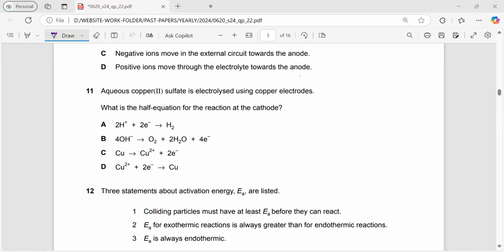This is the 2024 paper of 0620, paper 2, variant 2, May/June. Let's start it. Question number 11.